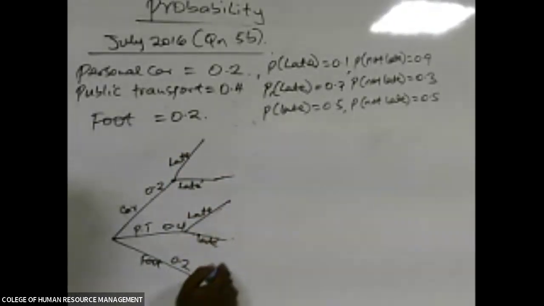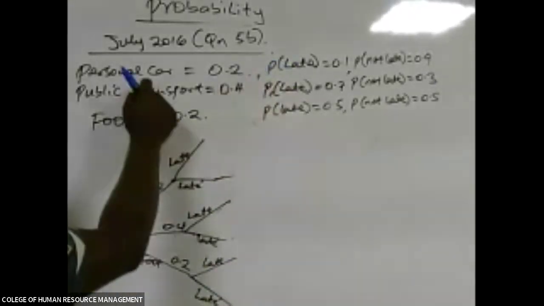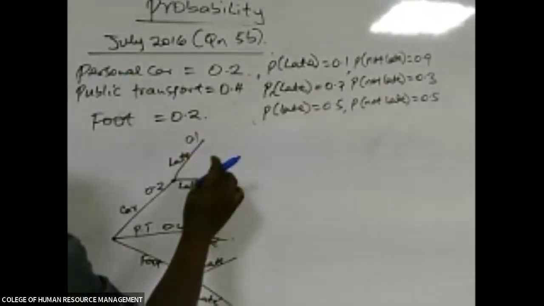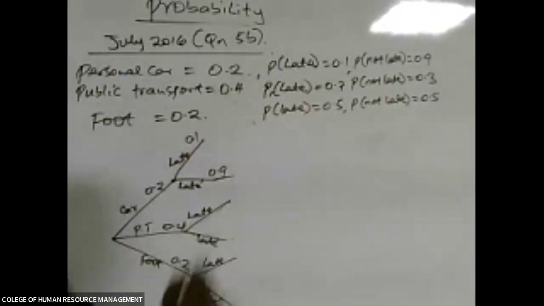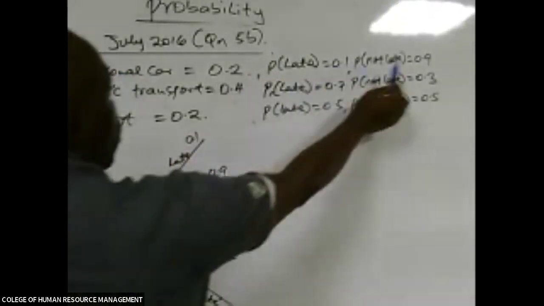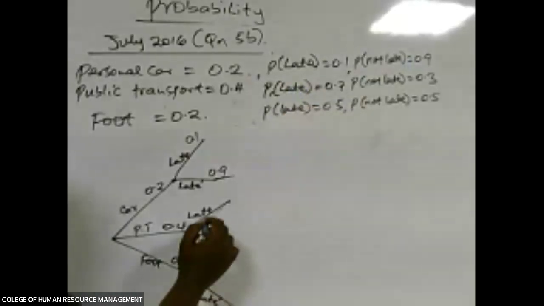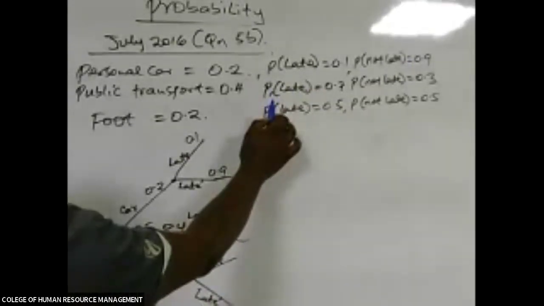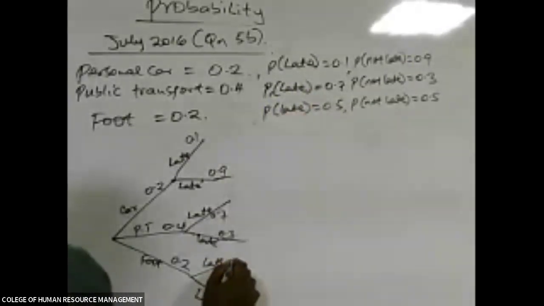Let me use that apostrophe. You can either be late or late not. You use those probabilities. If you use the car, being late is 0.1, not late is 0.9. For public transport, being late is 0.7, not late is 0.3. Foot being late is 0.5, not late is 0.5.